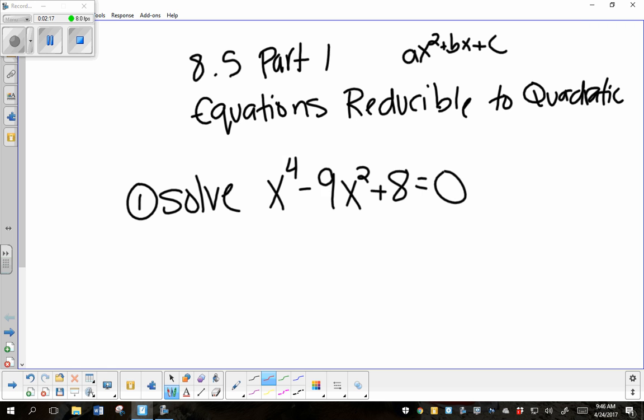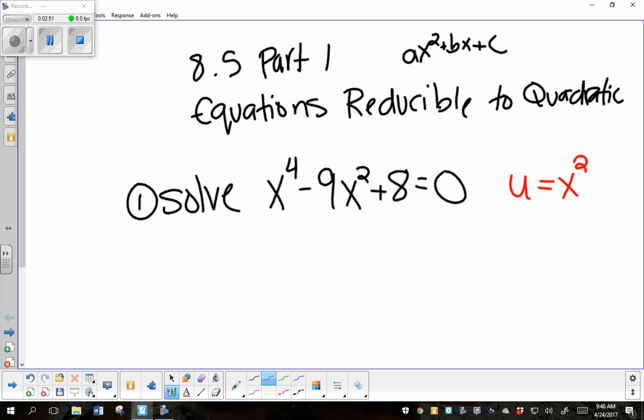So what we're going to do here is, instead of thinking about this as x to the 4th and thinking about this as x squared, we're going to say, what if we introduce some new variable and we're going to call it u? So we're going to say, what if we think of u as equaling x squared? So anytime we see an x squared, we're going to put a u there instead. Because we want to make this look like a quadratic equation. And right now it's not quadratic and we don't know how to solve it.